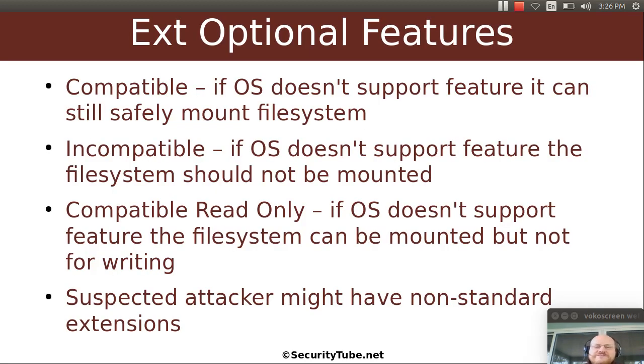Next, file systems have optional features. They have 3 categories for these features. We have what we call compatible features, and if your OS doesn't support that feature, it can still safely mount the file system. It's just an extra feature. If it's an incompatible feature, if your operating system doesn't support the feature, it shouldn't mount the file system. We have compatible read-only features, and if your OS doesn't support the feature, you can still mount the file system, but only as read-only.